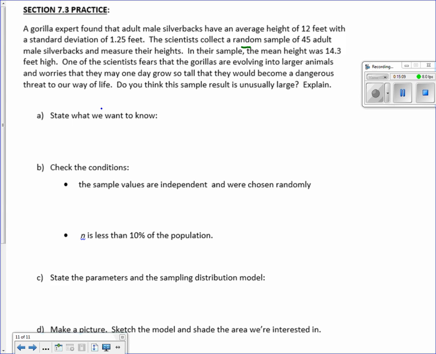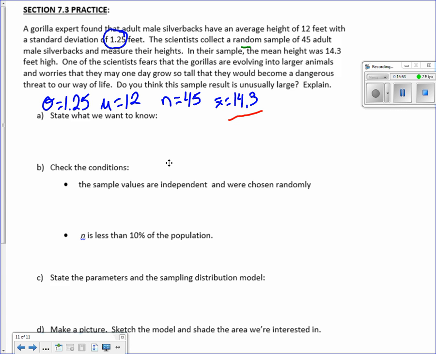So we have that mu is 12, that n is 45, that x bar is 14.3. And one more thing that I left out here is that the standard deviation of the population, sigma, is 1.25. So I know Colin Kubista asked today in class, he really wasn't sure where we were going with this. So if that's you, start thinking about where are we going with this? We want to know, is 14.3 unusual? And that's exactly what we're going to write down here.